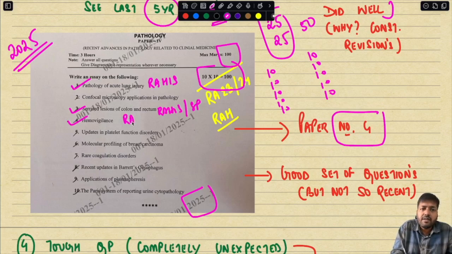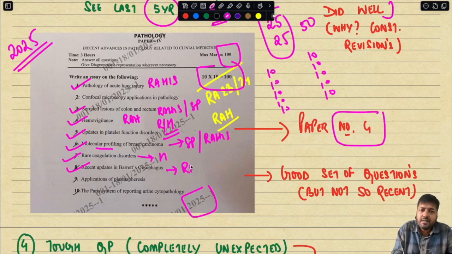Hemovigilance, a recent advanced hematology question. Updates in PFT, platelet function disorder, again it is actually a hemat question, but okay, we will accept it as a recent advanced question. Molecular profiling of breast carcinoma, again a systemic pathology question, also given as one of the recent advanced histopathology questions. Rare coagulation disorders, again a hemat question. Recent updates in Barrett esophagus, again a recent advanced question of histopathology. Applications of plasmapheresis, again a hemat question. Paris system is a direct cyto question.